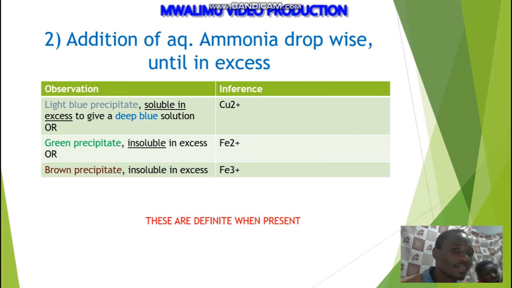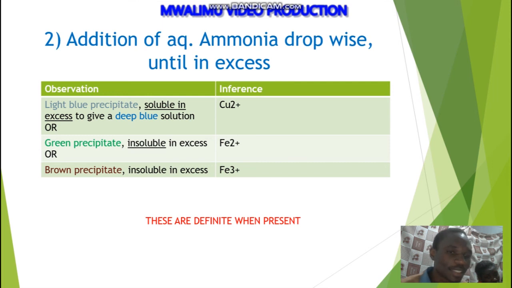Okay, we are using ammonia reagent. Okay, so if you see a green precipitate insoluble in excess, what will be the inference? Green precipitate, yes, very good. That is iron 2 ions present. If you see a brown precipitate, very good. If you see a brown precipitate, there will be iron 3 ions present.